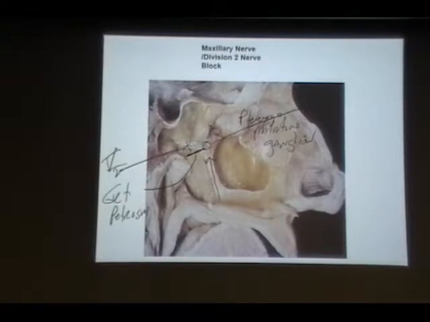Now, the reason why this Division 2 block is so significant is, here's the other choice. You're going to take out all of these teeth, so you're going to need local anesthetic not only on the buccal but on the palatal, right? Okay. Let's change the situation.